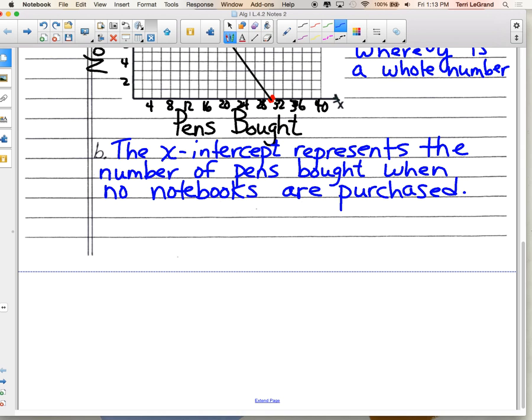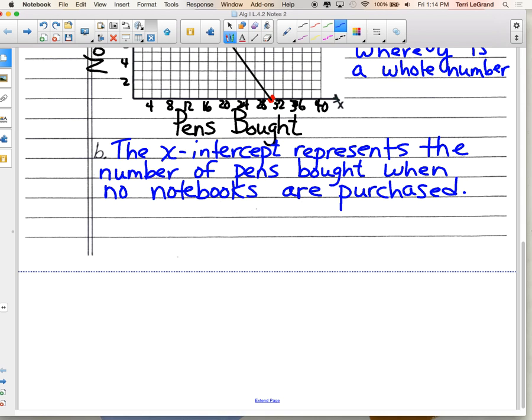Here's what I often see for people's descriptions for the intercepts, and I'm going to have to mark it wrong, and so are you when you're correcting your own work. The x-intercept does not represent the number of pens. What represents the number of pens? This is not a trick question. The x-intercept represents the number of pens bought when no notebooks are purchased. If you state it like this, the x-intercept represents the number of pens, period, end of sentence.